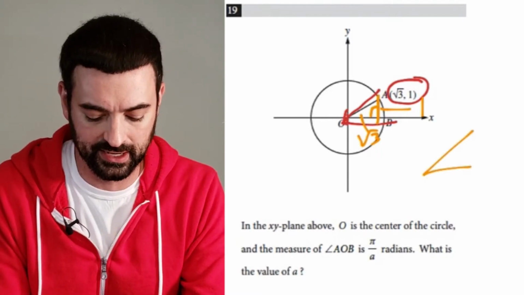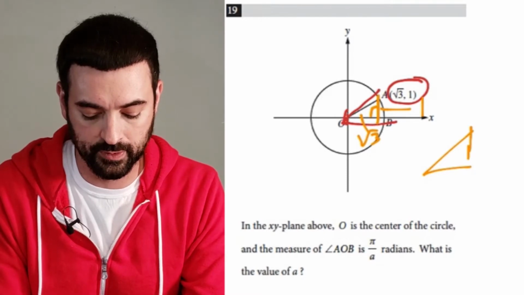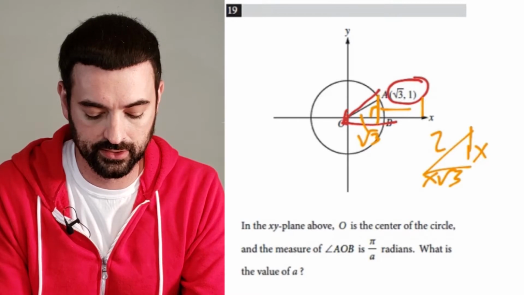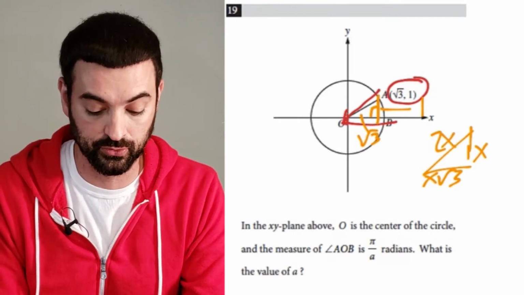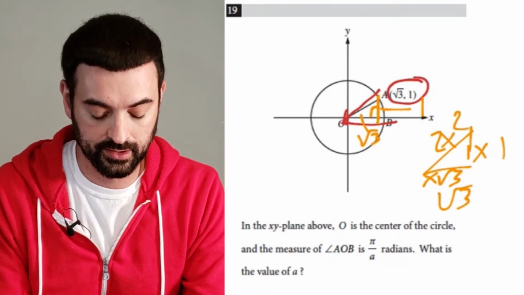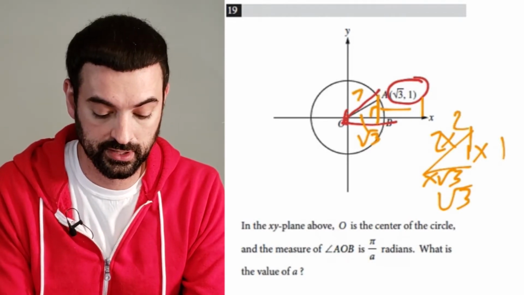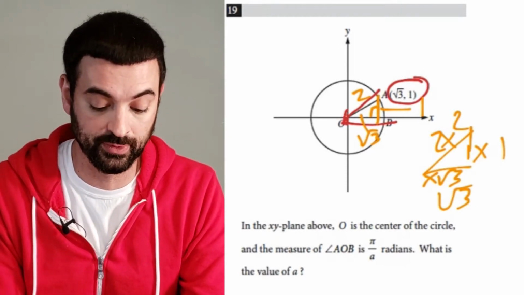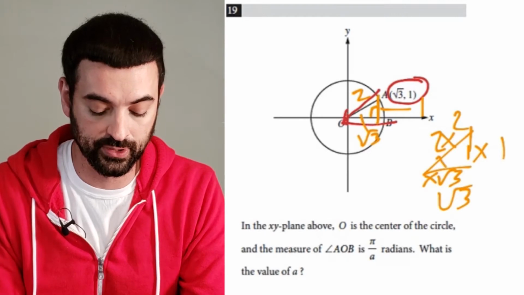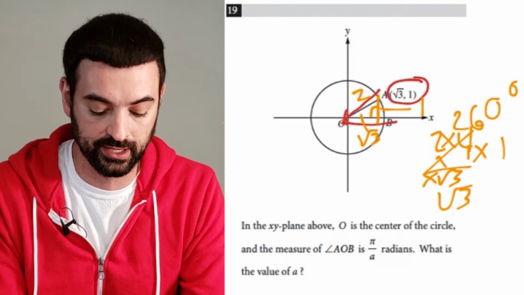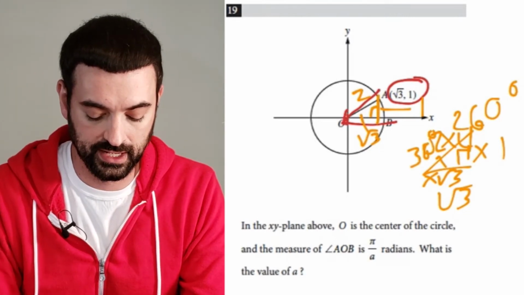Remember that a 30, 60, 90 triangle has proportions x, x root 3, and 2x. In this case, we're dealing with 1 times root 3, which is root 3, and 2 times 1, which is 2. That part actually doesn't even matter. What's most important is we now know that this is a 30, 60, 90 triangle, and these measurements are 60 degrees, 30 degrees, and 90 degrees.